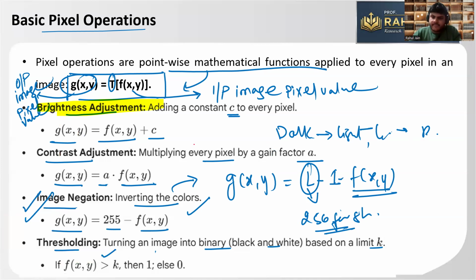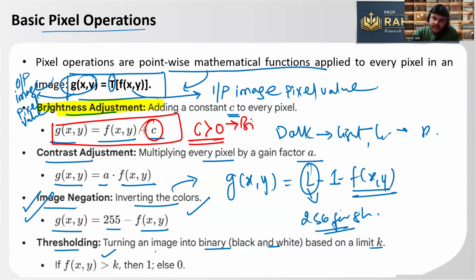In brightness adjustment, we add or subtract the constant value C, so g(x,y) = f(x,y) + c. If c is greater than 0, the image becomes brighter. If the value of c is less than 0, the image becomes darker. That is how this basic pixel operation can be performed. Pixel values are clipped to a valid range of 0 to 255.